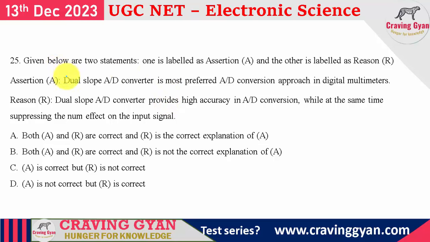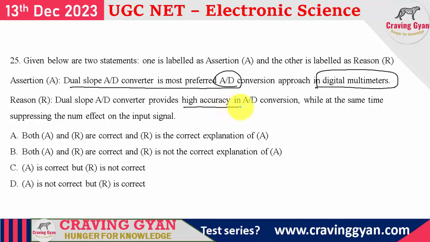In this 25th question, they have asked with respect to A to D converters. The dual slope A to D converter is the most preferred A to D converter in the digital multimeter. True. In the case of digital multimeter, we make use of the dual slope A to D converter, even though the conversion speed is lower. Why we make use of it is that it has high accuracy and it suppresses the hum effect. So the reason is providing the best explanation for the assertion. Both assertion and reason are correct, and R is giving the correct explanation for the assertion. So option A is going to follow.